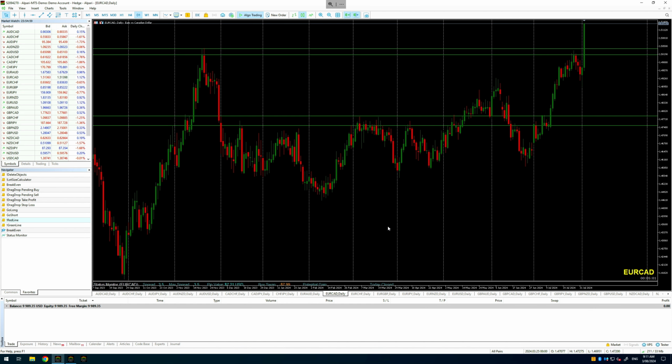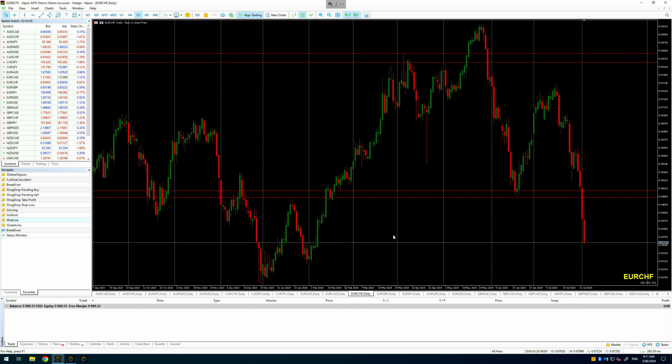Euro CAD, this one crashed through a zone that we had marked red as a resistance level, and now we're looking for this one to come back into the zone in the next few days, hopefully bounce here and close with a green candle above the zone. And if that is the case, we will be looking at taking this one long.